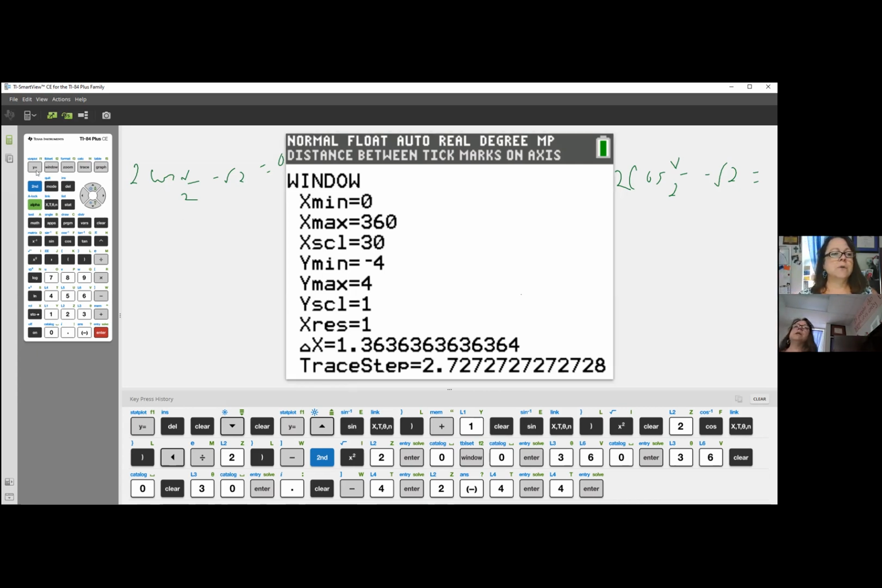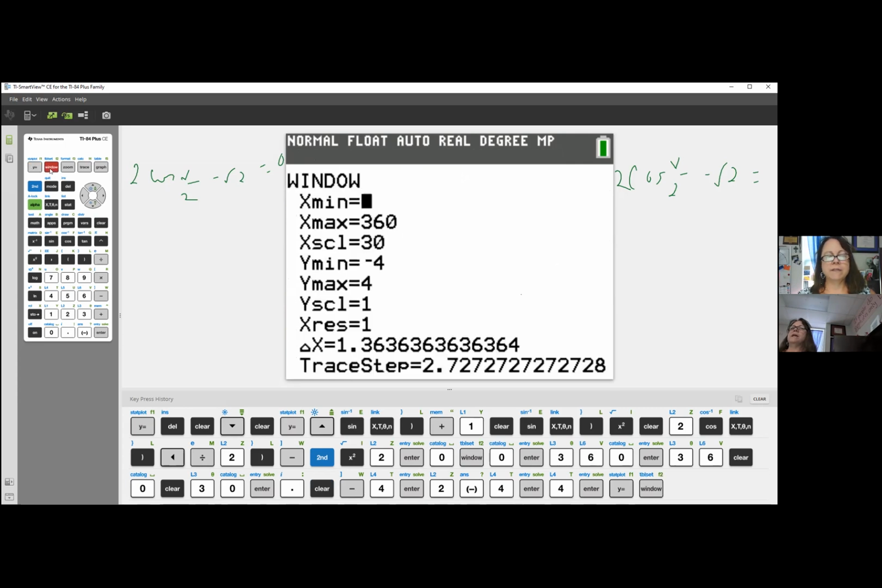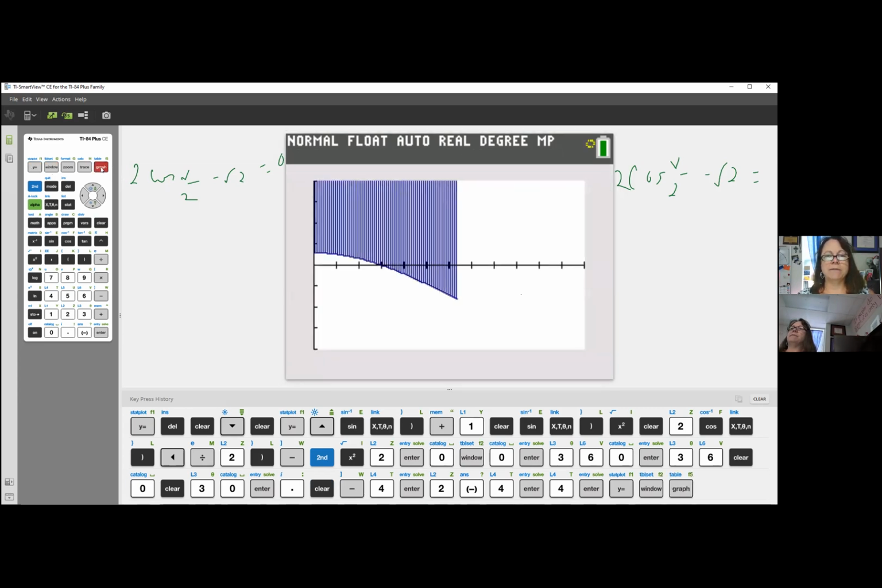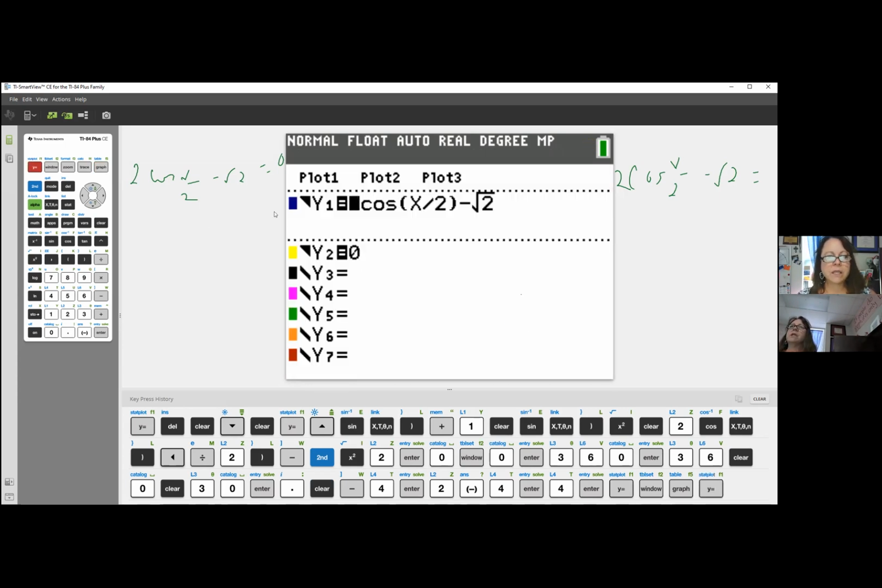All right, so again, I had gone to y equals, I typed in my equation, I put 0 for the second one. Okay, window, fix that just once, and make sure the mode was in degrees. Now I hit the word graph. Oh, something's not right. It's shading. Let me go back here and fix this so it's not shading.